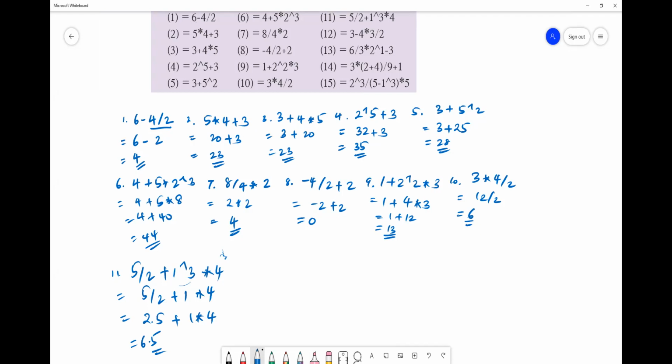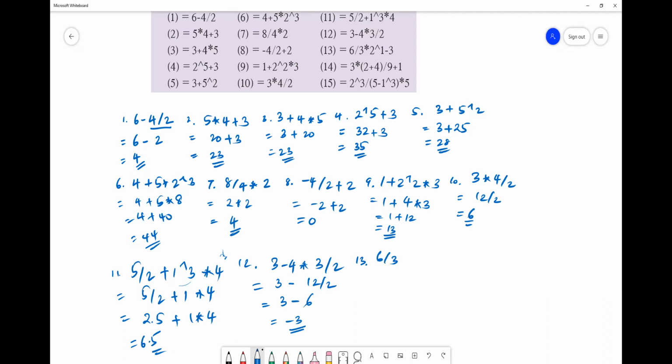Okay, so the 12th one, we have 3 minus 4 into 3 divided by 2. So which means multiplication comes first. 3 minus this is 12 divided by 2. So 3 minus this is 6. Is it minus 3? Minus 1.5 remain. Let's check.